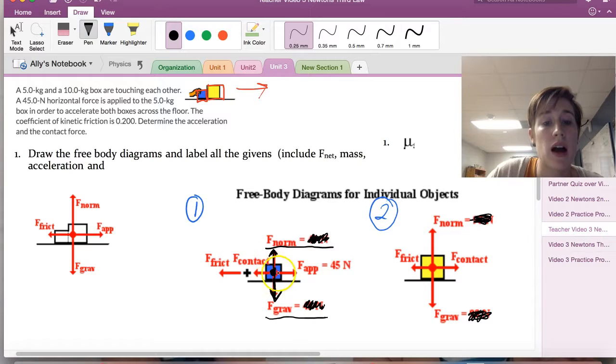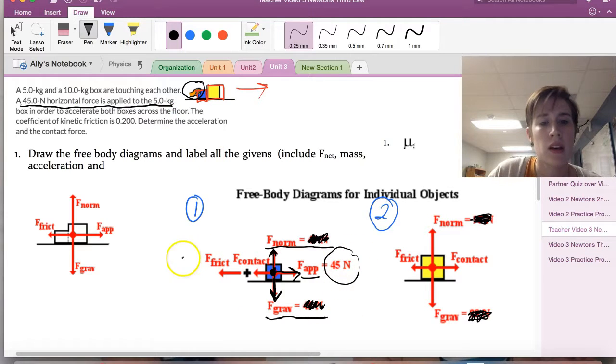We know that this box was pushed because, do you see here? This is the hand. The push is on the blue box. The hand is not touching the yellow box, so there's no applied force on the yellow box. So there's only an applied force on the blue box, so I write applied force right here. This I actually know because the problem tells me. A 45 Newton force is applied to the 5 kilogram box. Okay, so I do know that.